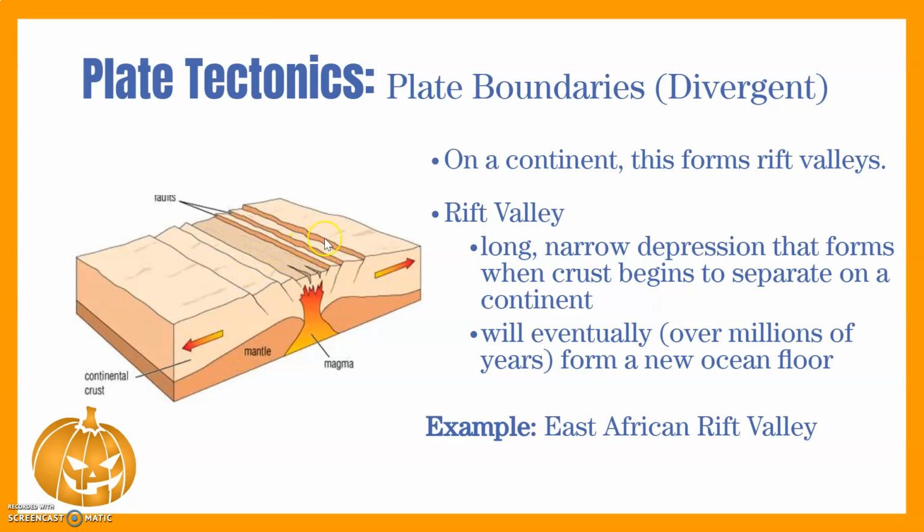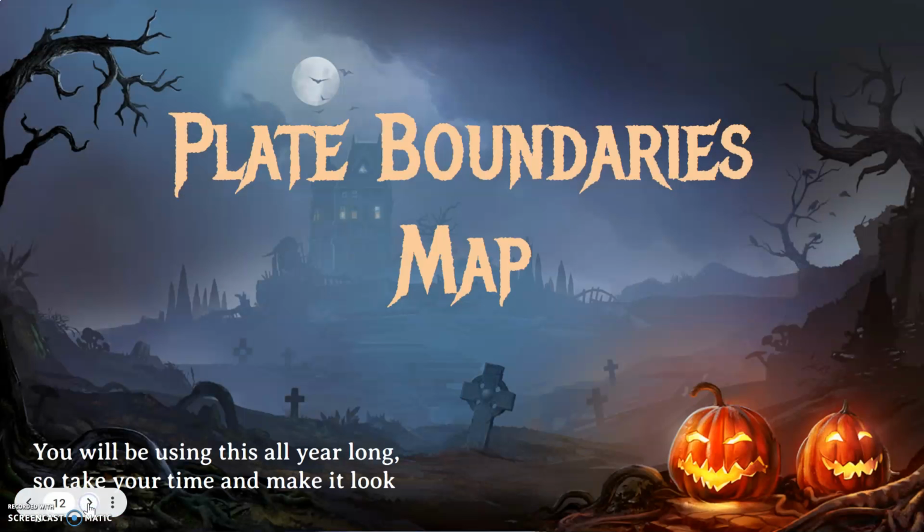Eventually, they'll pull apart enough that the ground will sink and water will fill in the area and eventually form a new ocean. But this takes millions and millions of years. So again, the plates are moving away from each other. And this is how oceans start. And then over time, that water comes in and fills in the low-lying area. All right, so that is the 5 plate boundaries.